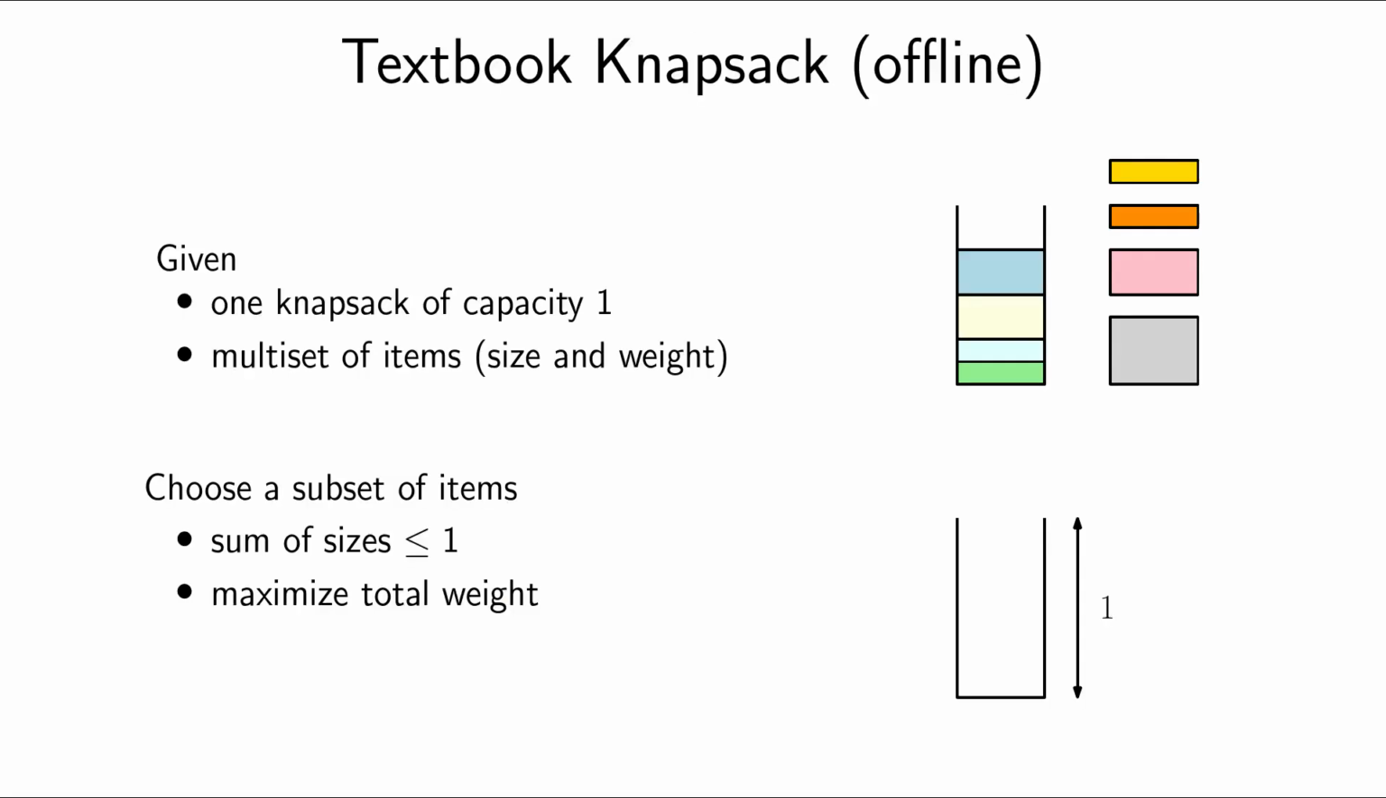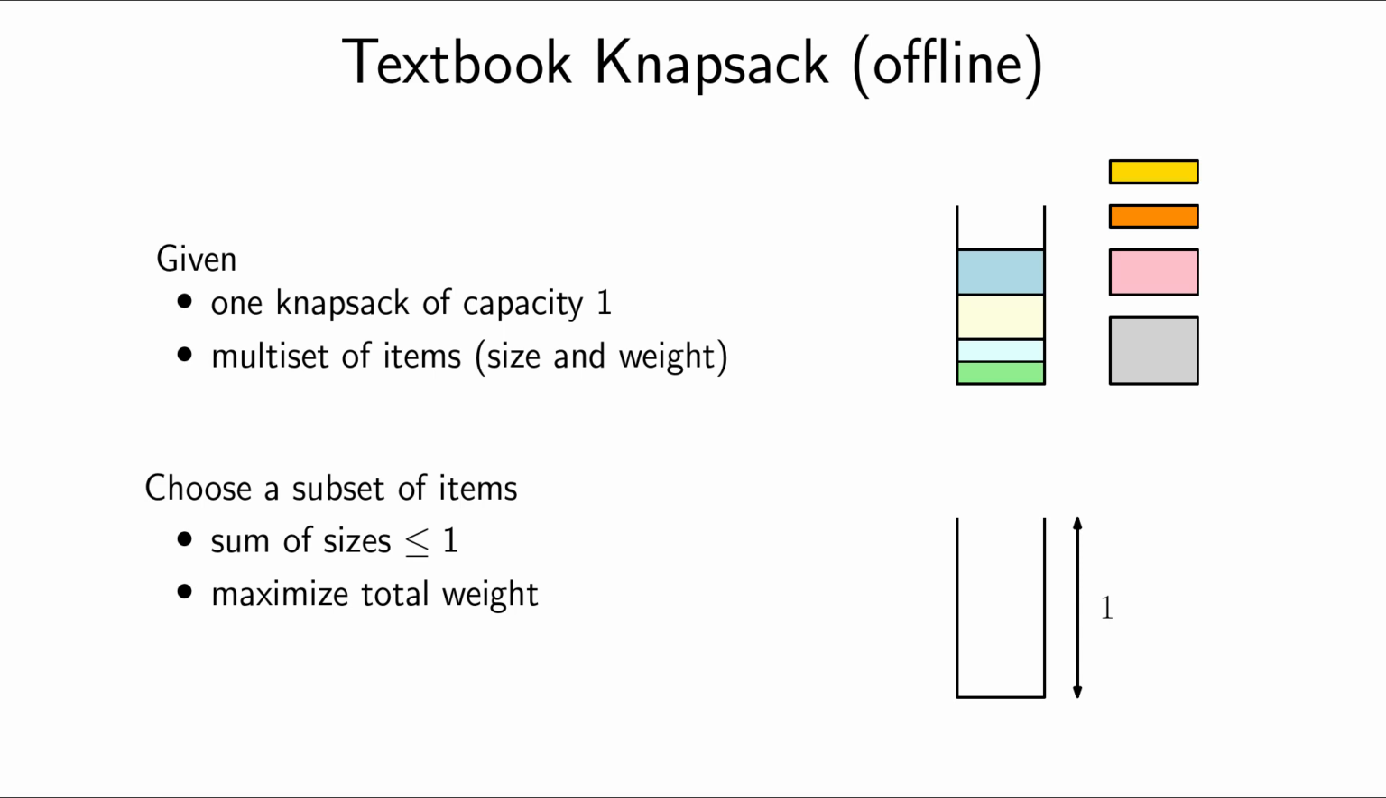Let's start from a familiar definition of a textbook knapsack problem, and let's introduce the online multiple knapsack by pointing out the differences. In the algorithms course, the classic knapsack problem is used to illustrate dynamic programming. It is formulated as follows. We are given one knapsack of capacity 1 and a set of items defined by their size and weight. The goal is to choose the best subset of items to pack into the knapsack without violating its capacity.